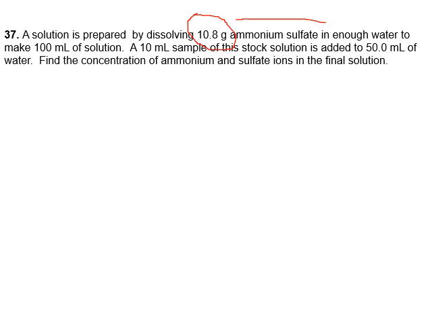So what you would want to do then, it says it's in enough water to make 100 milliliters of solution, so that's 1/10 of a liter. So whatever you get for your number of moles here, when you divide the 10.8 by the molar mass of ammonium sulfate, that's going to give you some number. And then you would divide that by 0.1 liters to get the molarity.